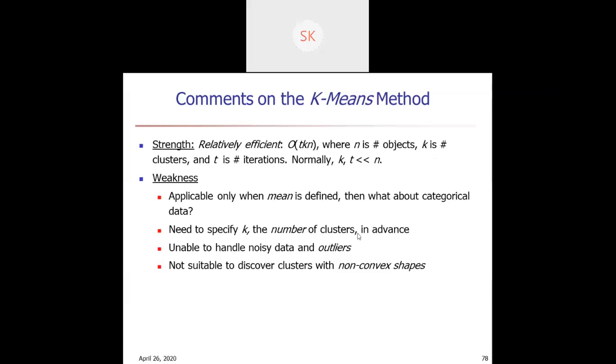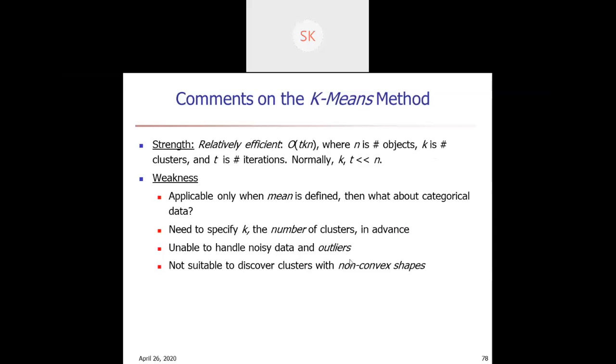Weaknesses: it is applicable only when the mean is defined. Then what about the categorical data? That is the question, because the algorithm definition uses means, and with numerical data we are finding the mean of numerical values. What about categorical levels? Second, there is the need to specify K, the number of clusters, in advance. Before starting the clustering we need to inform it of the number of clusters in advance.